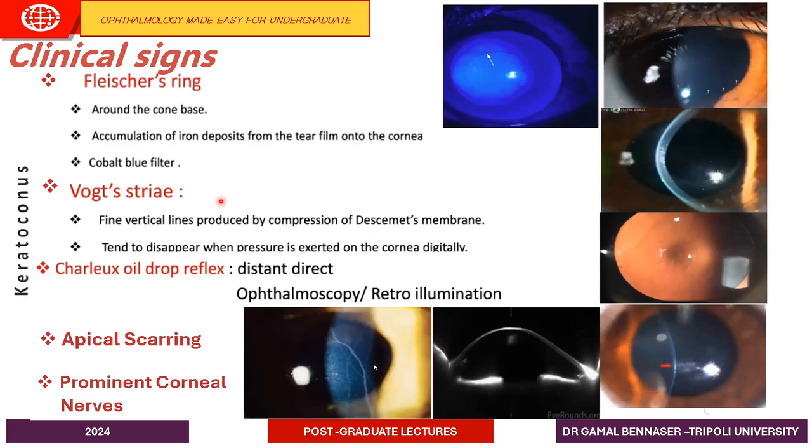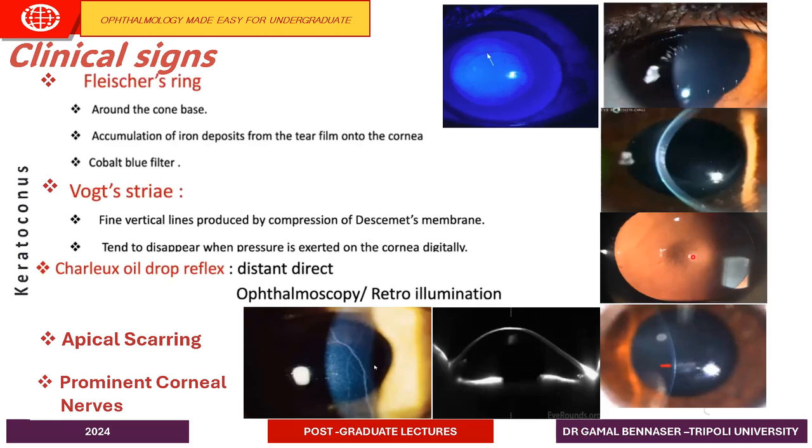Another sign is the oil droplet sign, as I said, in the red reflex like this one, also known as Charleux's oil droplet reflex. When we are doing retinoscopy and there is a scissor reflex, you will see this oil droplet sign also.